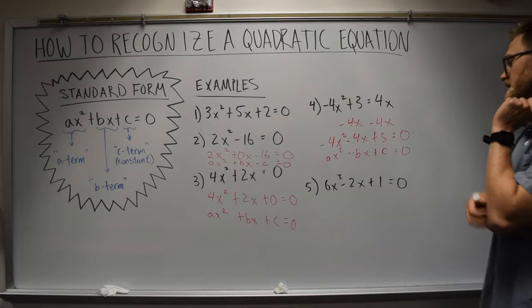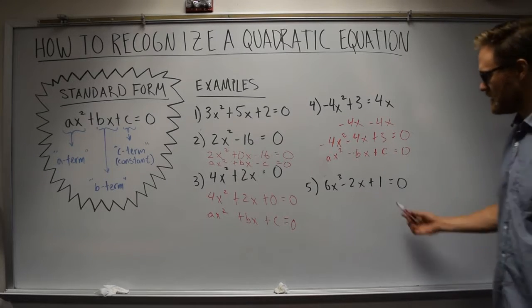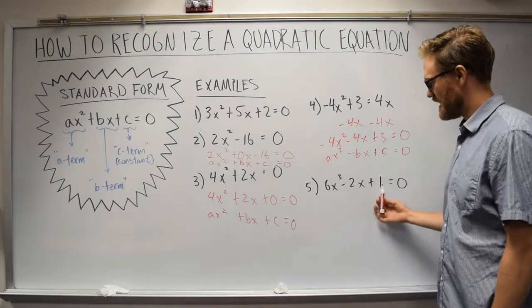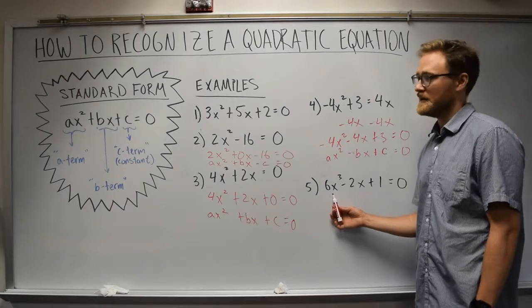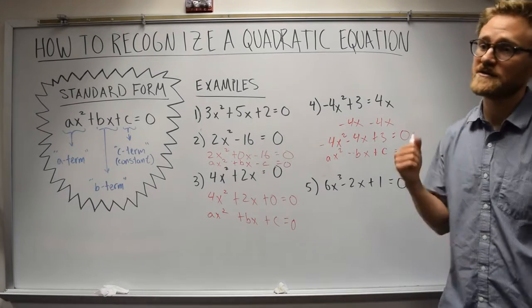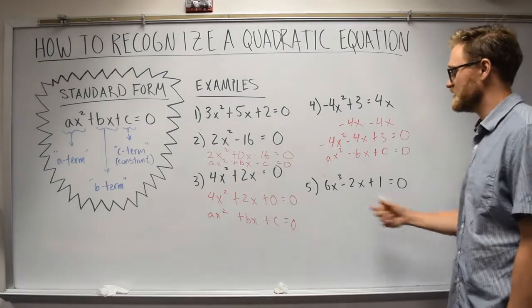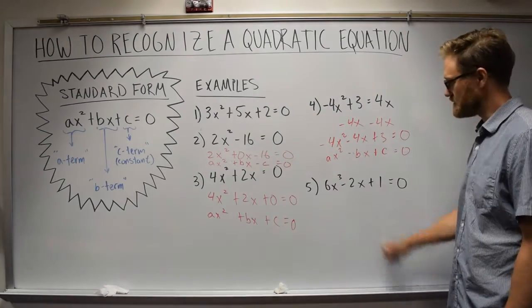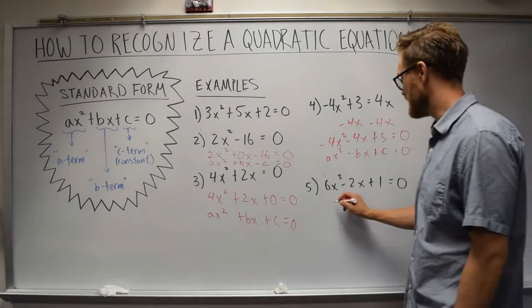Now on the last one here, before I even try and move things around, when I look at each term that I have, the degree on the first term is 3. Quadratic equations only have degree 2, degree 1, or degree 0 terms in them. So that means that this one right here is not a quadratic because of this.